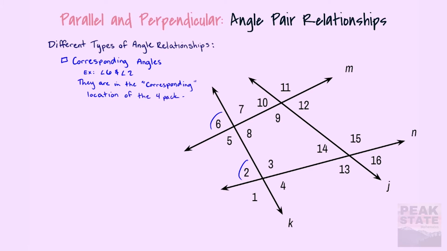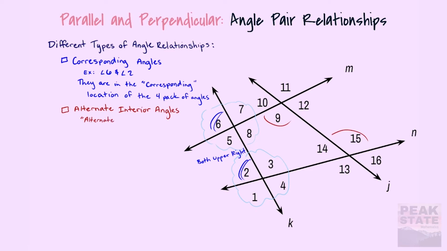These are corresponding angles, and the way I try to remember them is they're in like corresponding or like the same location of those little 4 packs of angles. For example, when we look at those 2 kind of blue bubbles there, 2 and 6 are both in that same location. I know it says upper right, but I think I meant to write upper left. So that's your corresponding ones.